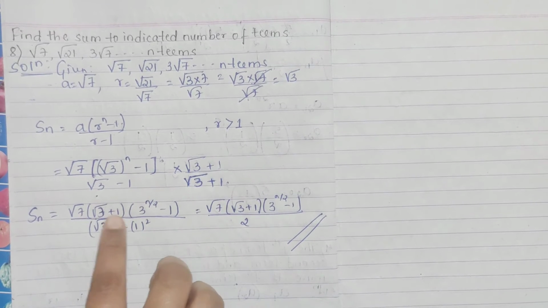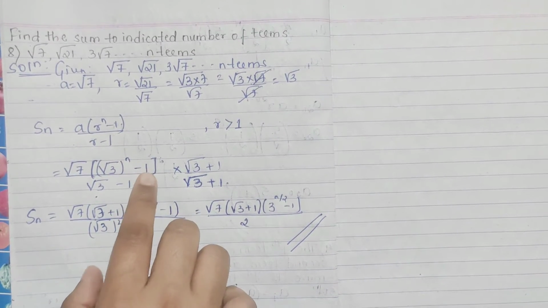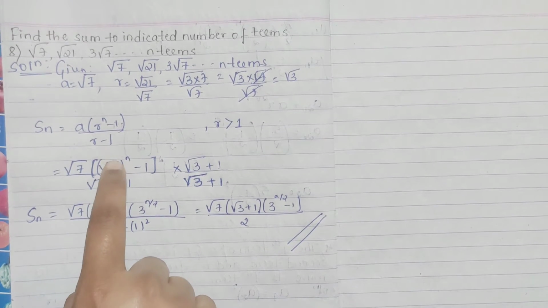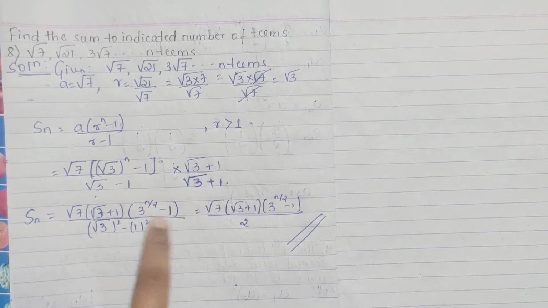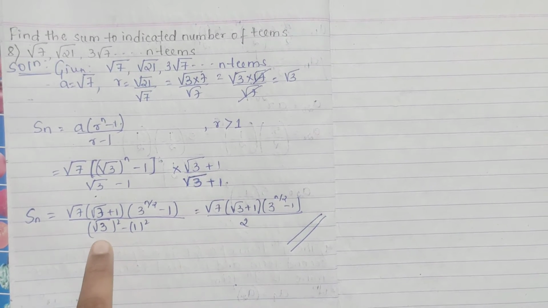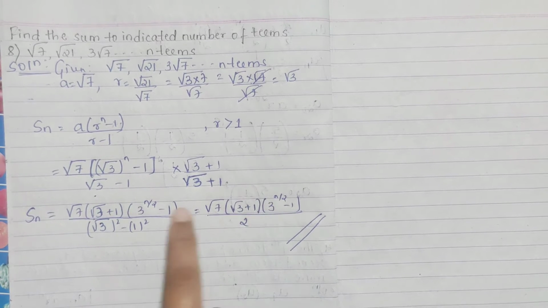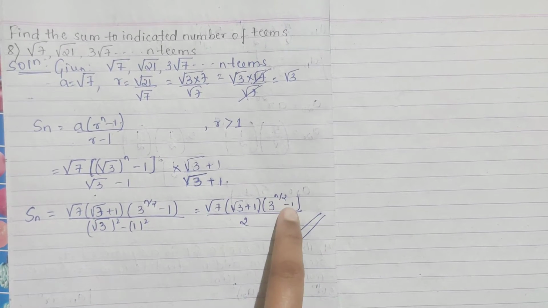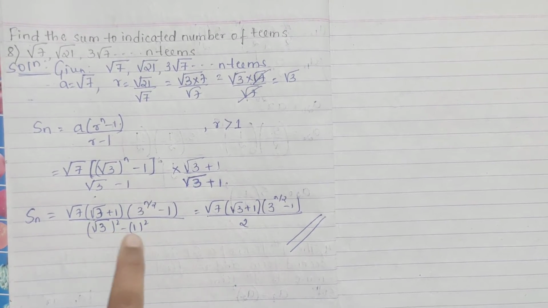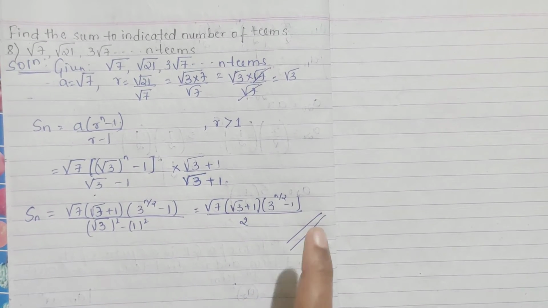So root 7, root 3 plus 1. See, root 3 raised to n minus 1, so I can write 3 raised to n by 2, since root means 1 by 2. So 3 raised to n by 2 minus 1, root 3 minus 1 times root 3 plus 1 means (a minus b)(a plus b), the a square minus b square form. Root 3 square is 3, minus 1 square is 1, so 3 minus 1 is 2. So your Sn is this.